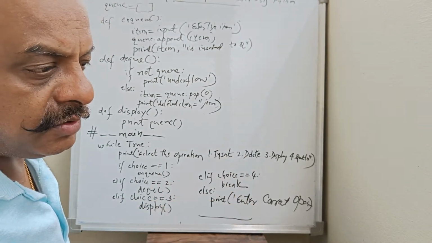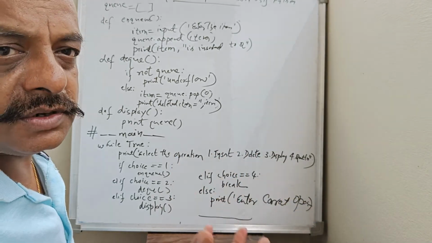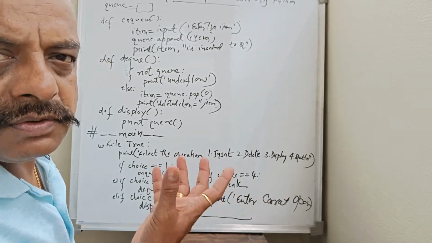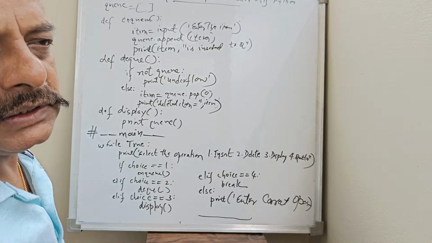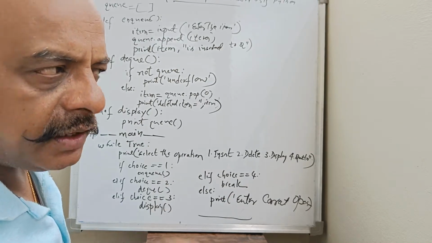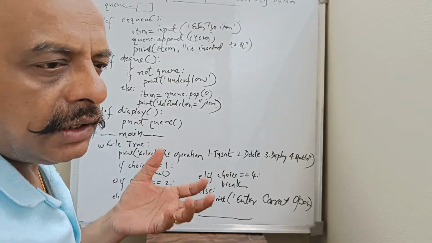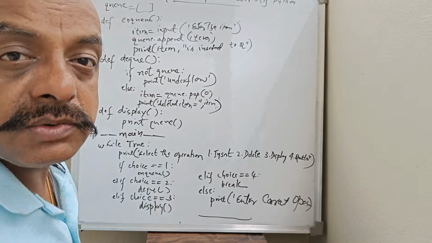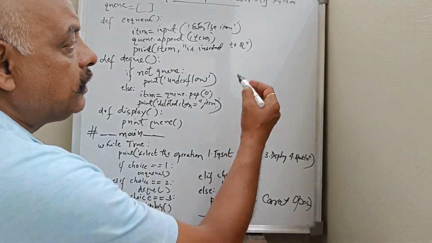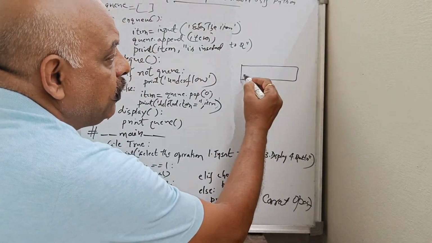Once you relate it with stack, it is very easy for you to understand the concepts of queue and how it works. Stack is a LIFO list, that is last in, first out. Queue is a first in, first out data structure, is it not? So, for example, I have a queue like this.